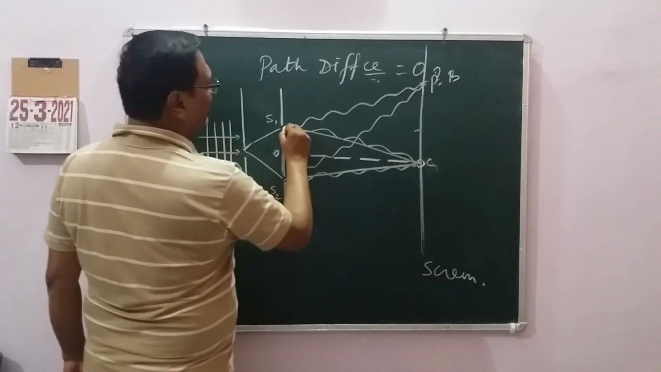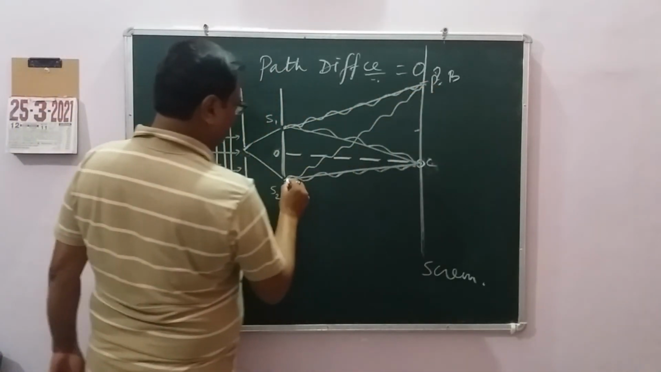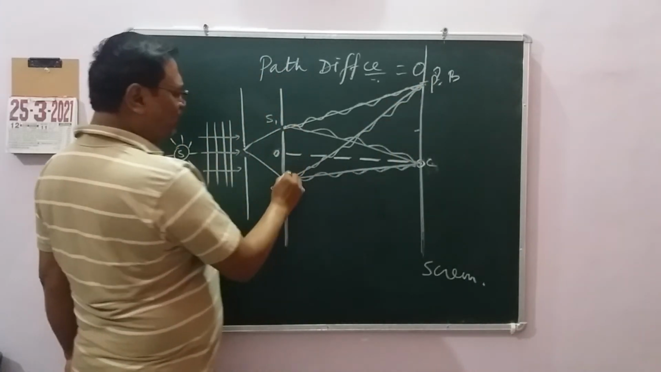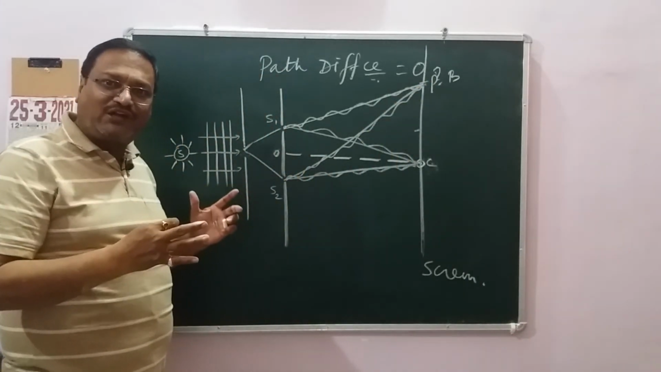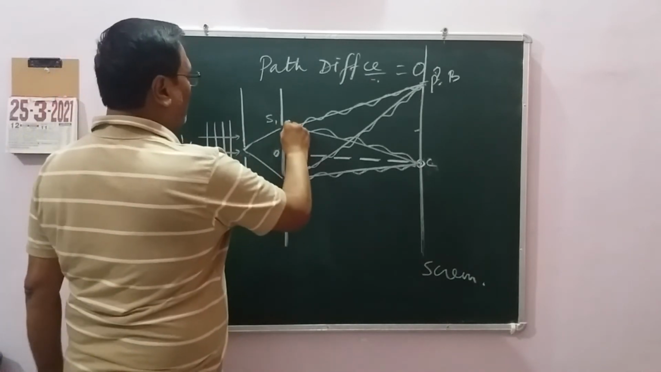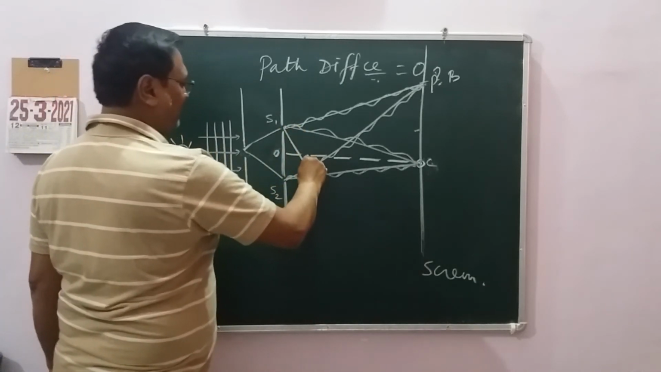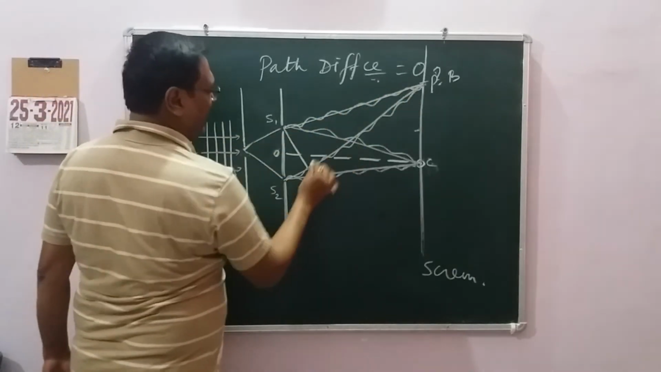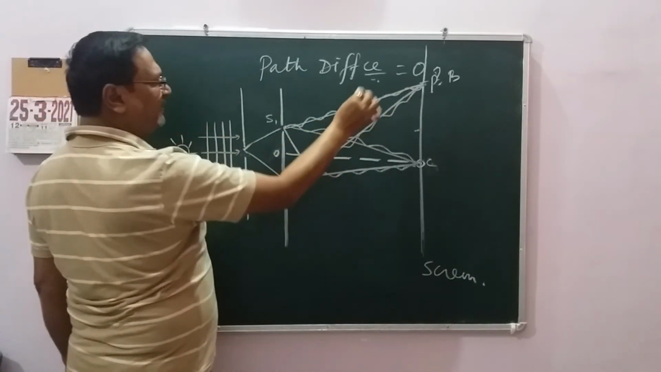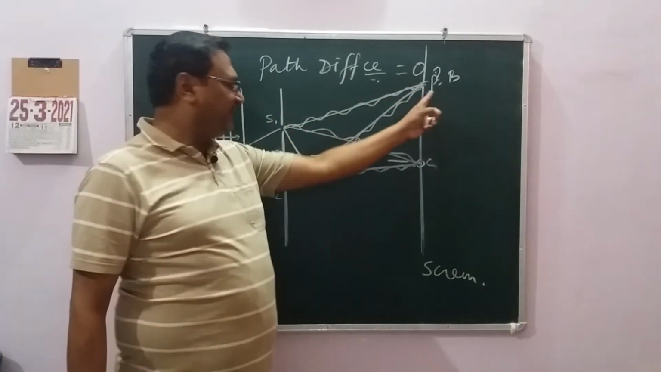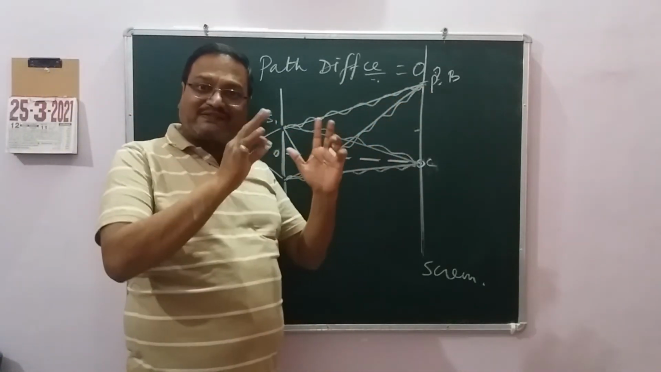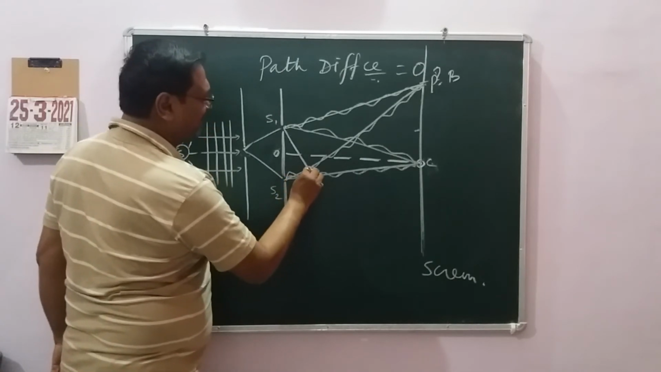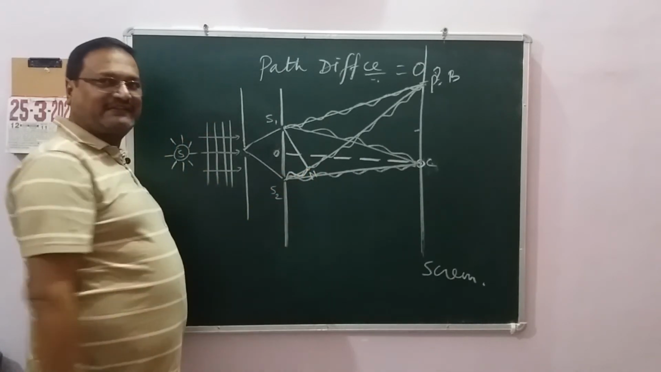Right, now let me draw a line like this, and let me draw a line like this, and between these two there is a path difference. How will I know the path difference? Drop a perpendicular normal, call it n. See, this distance is going to be the same. S1P and nP are the same, but S2n is the path difference.